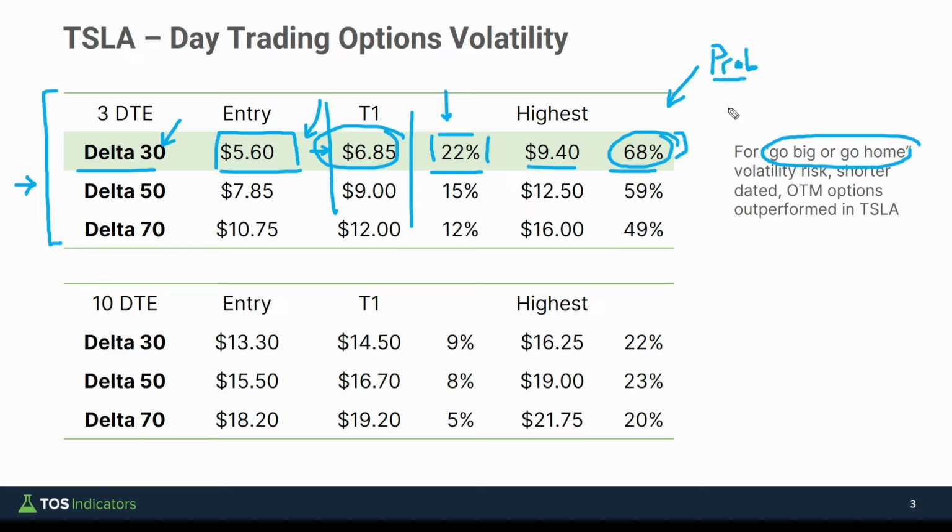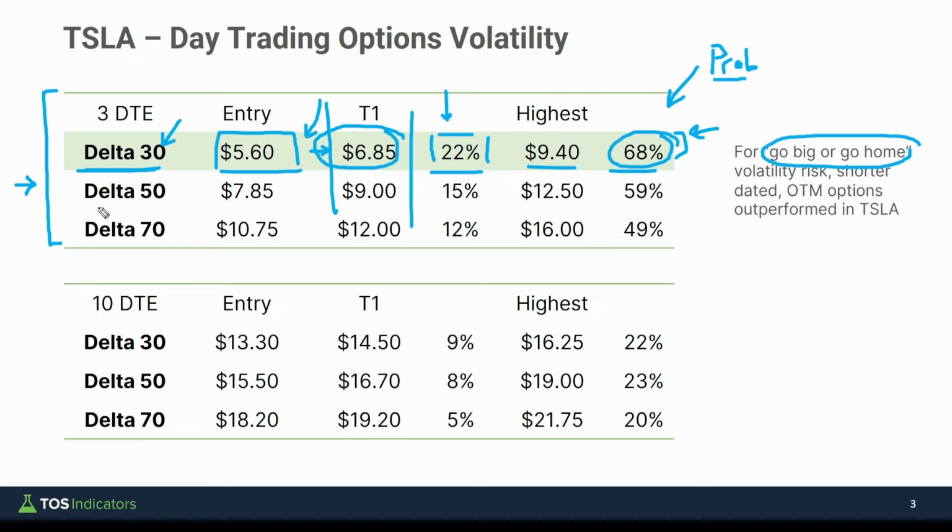You're not looking to try and take advantage of butterflies where it has to be an exact pin or anything of that sort. Really, you're just trading Delta 30 call options when you have a volatility edge and really letting price do its thing. A very simple strategy.